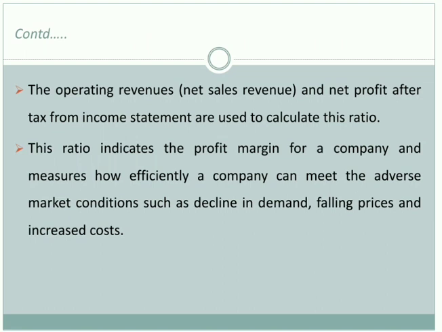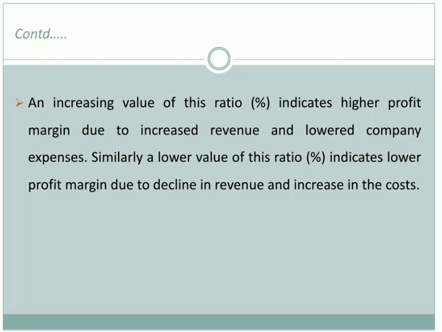This ratio indicates the profit margin for a company and measures how efficiently a company can meet adverse market conditions such as decline in demand, falling prices and increase in costs. An increased value of this ratio indicates higher profit. Similarly, a lower value indicates a reduction in profit margins.